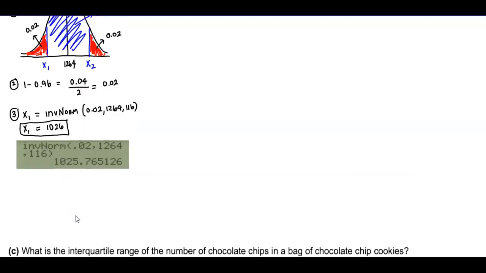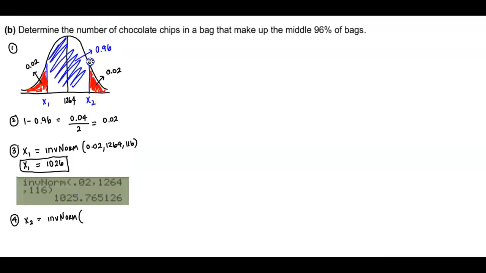Okay, now what we want to do is find x2. So we're going to use, again, INV norm. But what we need to do is find everything to the left of x2. So we can either use 0.96 plus 0.02, which is 0.98, or we can say 1 minus 0.02, which is 0.98. So we can put in here 1 minus 0.02. We have a mean of 1264 and a standard deviation of 116.